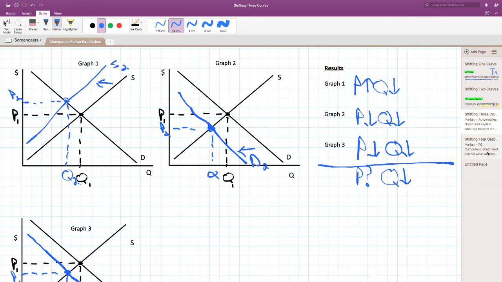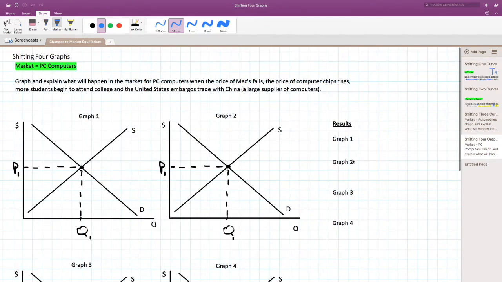All right, last one, we're going to look at 4 shifts. In this market, the market is PC computers. The problem is, graph and explain what will happen in the market for PC computers when the price of Macs falls, the price of computer chips rises, more students begin to attend college, and the United States embargoes trade with China, which is a large supplier of computers. So again, we have 4 shifts.